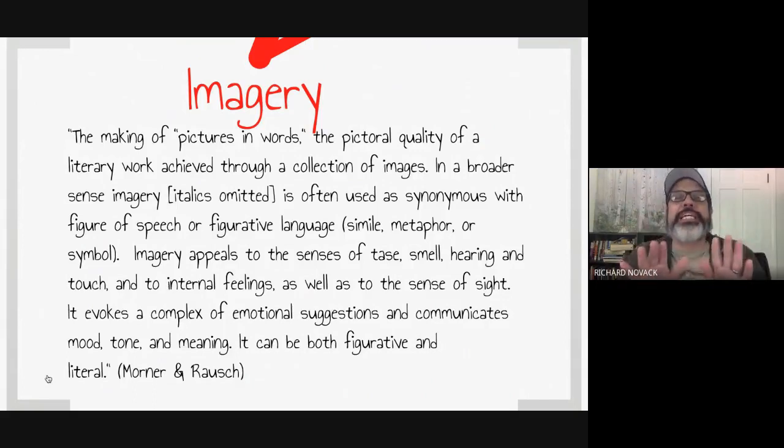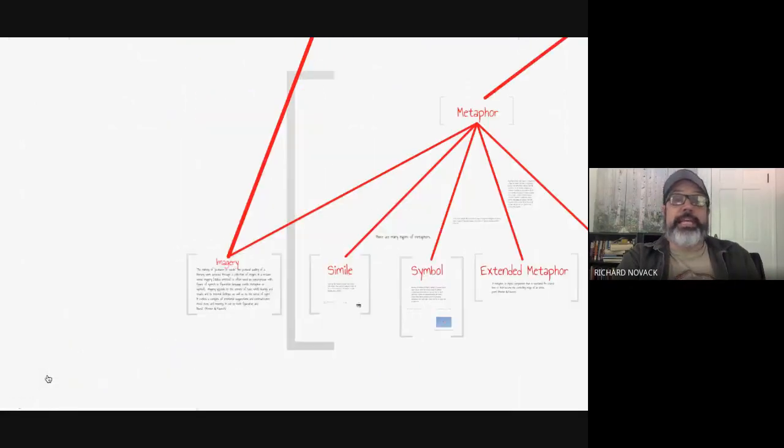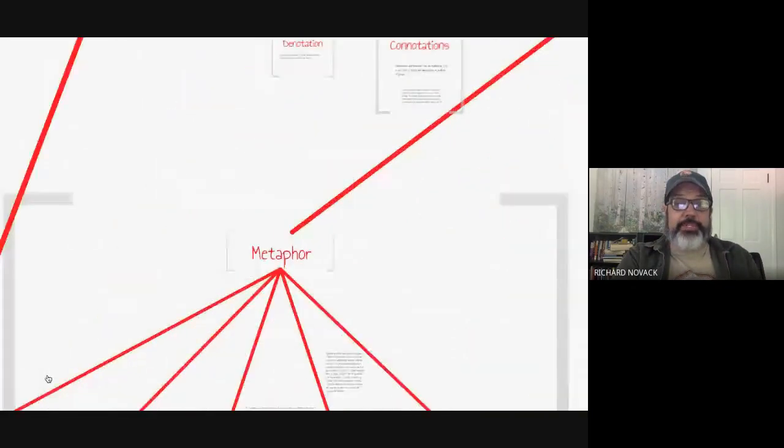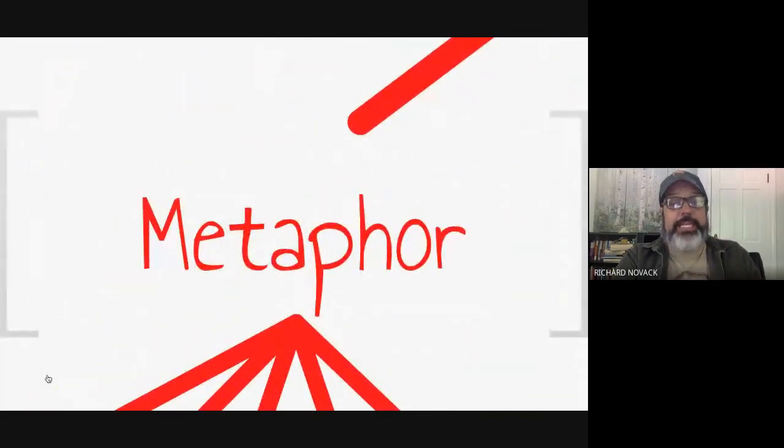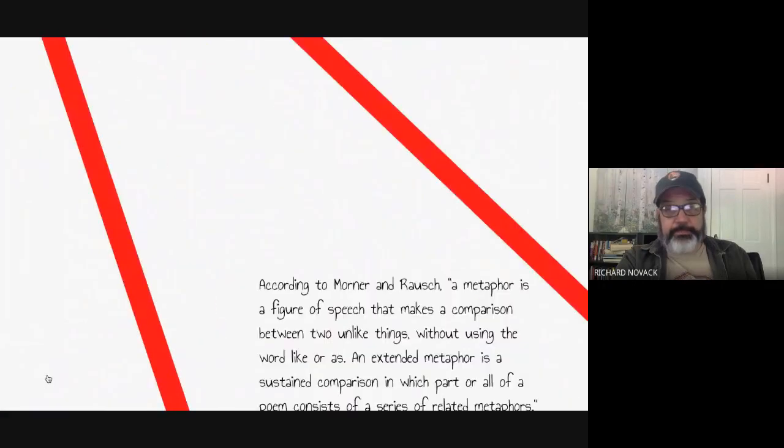And that's how imagery kind of takes on this metaphoric meaning, right? Imagery is more than just visual. Imagery is also things like scent that is described in words. And imagery is one of these types of metaphors, right? Metaphors are a big classification of figurative language.